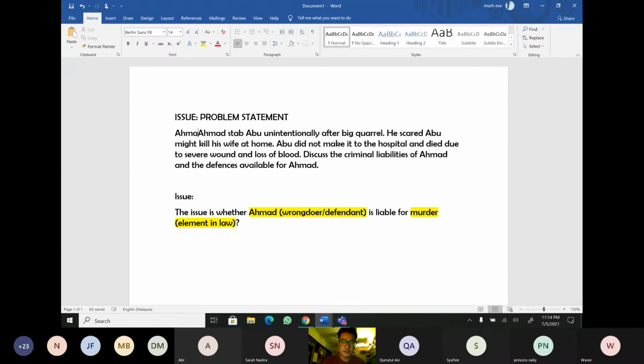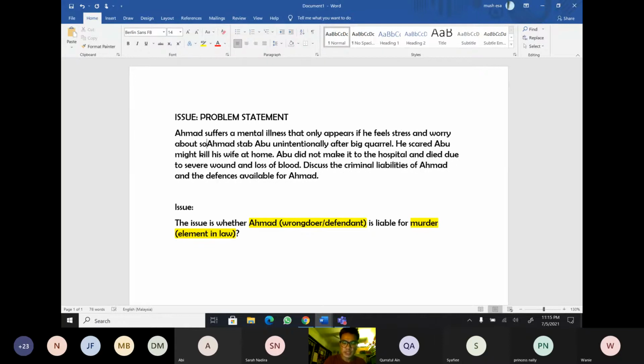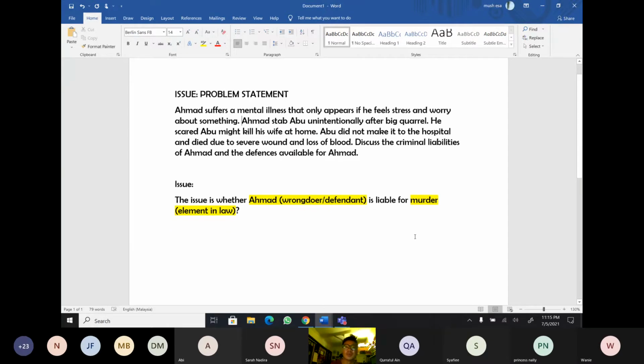Before that, Ahmad suffers a mental illness that only appear if he feels stressed and depressed, stressed and worried about something. Okay, so this is interesting. So now, barulah kita boleh buat defense.